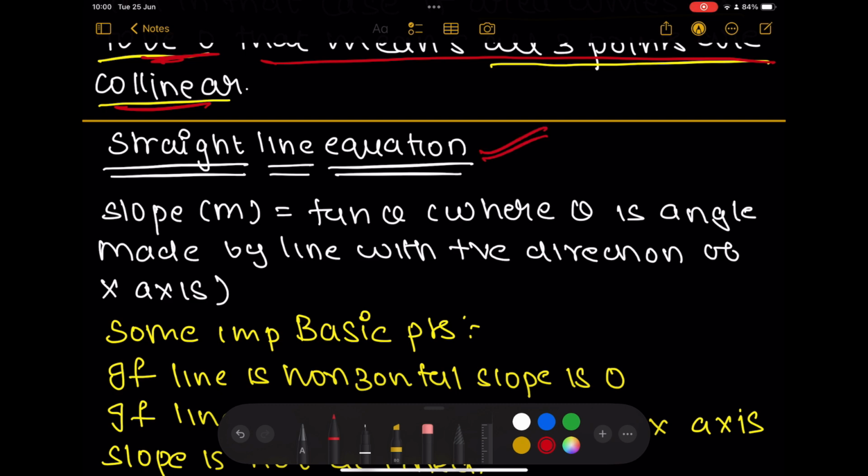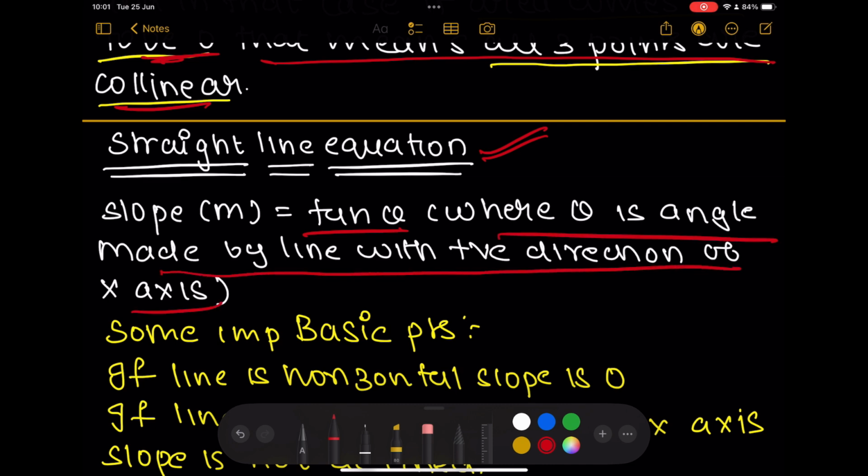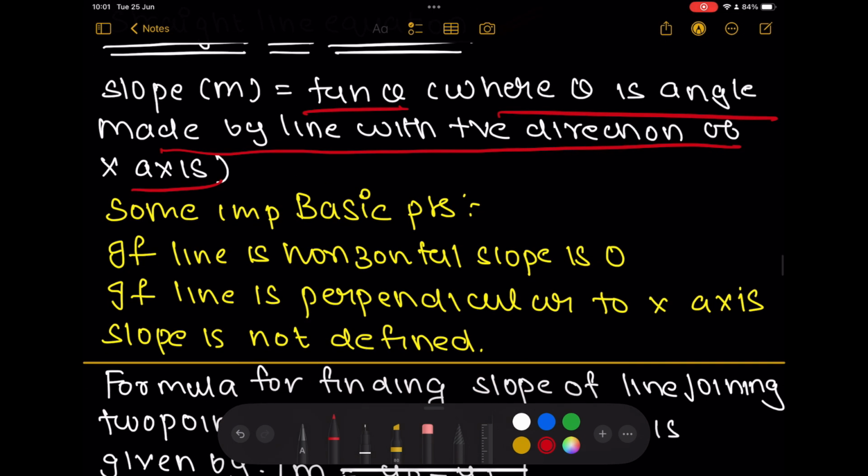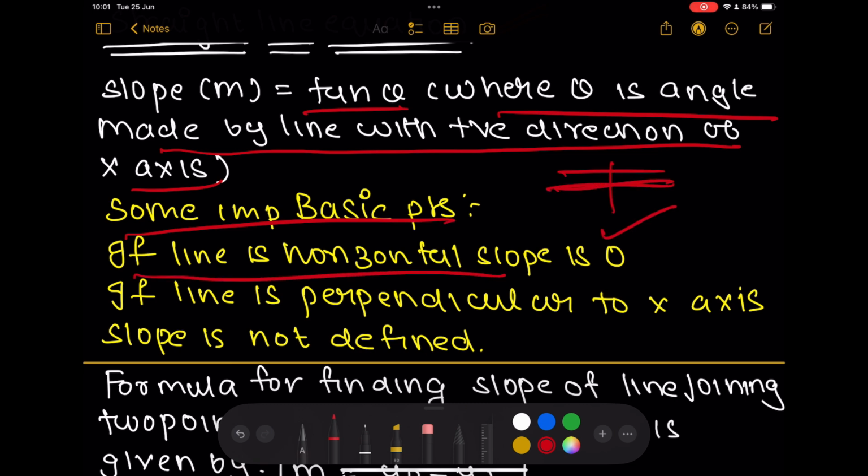Now from here I think everyone will know a lot, like slope m is equal to tan theta, and theta is the angle made by the line with the positive direction of the x-axis, very easy. And then some important basic points you have to know. If the line is horizontal, slope is 0. If the line is parallel to the x-axis, slope is 0. If the line is perpendicular to the x-axis, it's parallel to the y-axis, then slope is not defined.